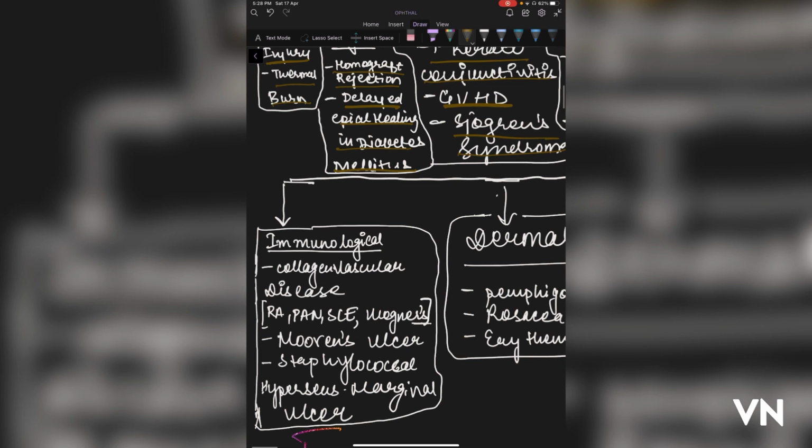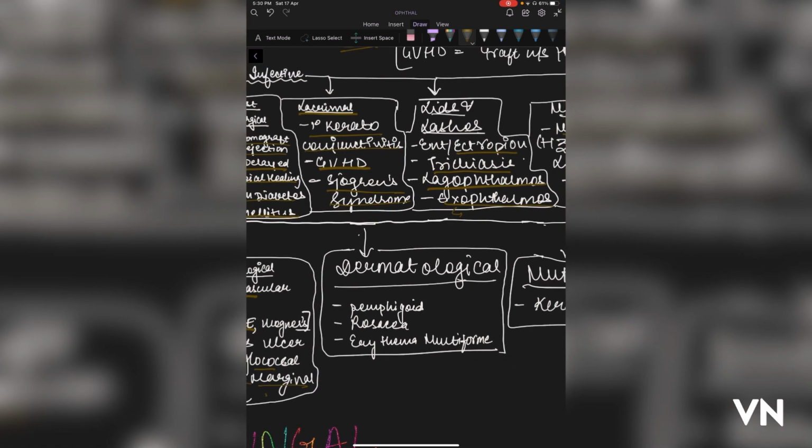Then immunological: your cornea is, though transparent, sometimes subject to an autoimmune response mounted by the body against it. In that case also the cornea can be damaged. It can lead to inflammation and further chronic ulcers and acute ulcers. So collagen vascular diseases like rheumatoid arthritis, SLE, etc. Mooren's ulcers can be there, staphylococcal hypersensitivity, marginal ulcer. Now, there are a lot of dermatological reasons for corneal ulcers. They include rosacea, erythema multiforme, and pemphigoid.